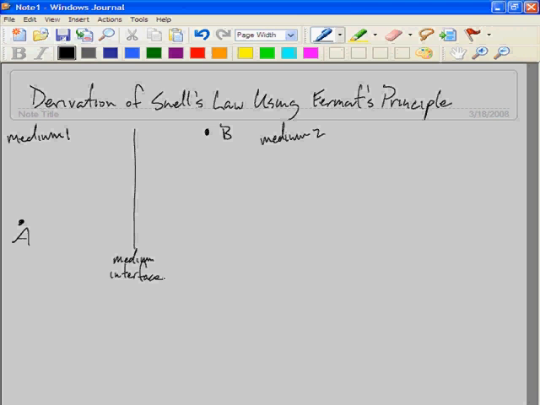And since we have contact between two things, we have normals. So this will be the interface normal. Now, as light travels from point A in medium 1, it will be refracted as it enters medium 2.